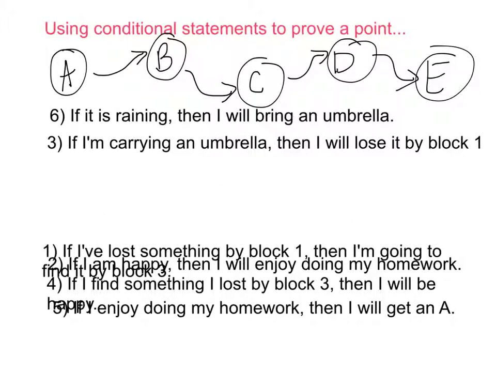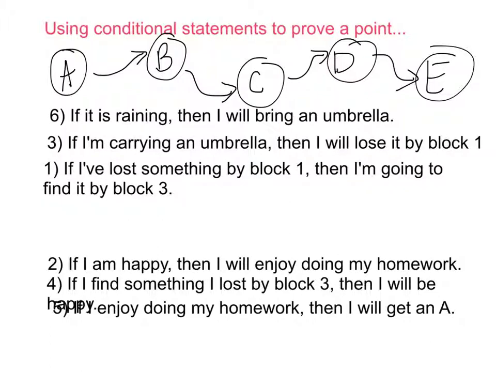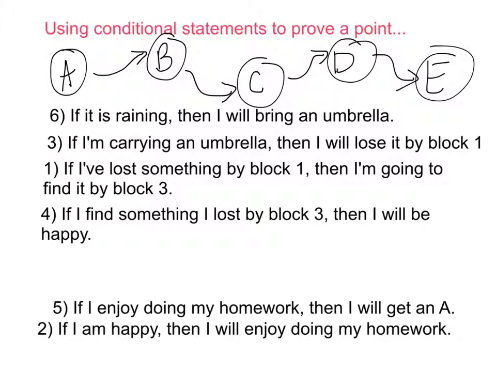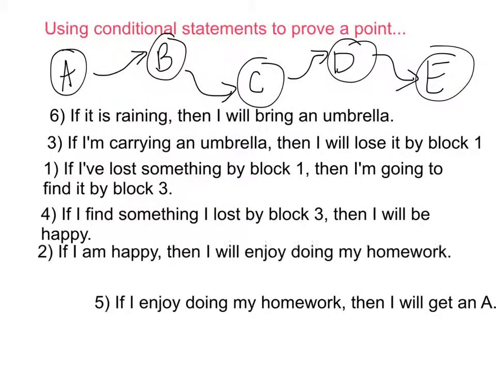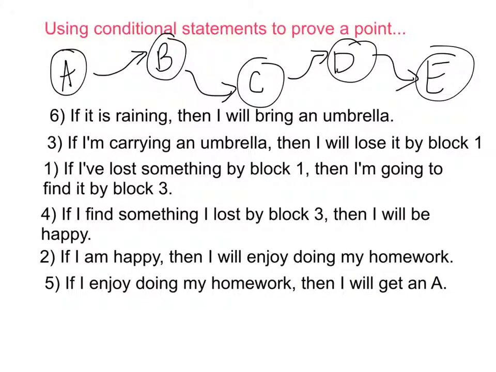Then, if I'm carrying an umbrella, then I will lose it by block 1. If I've lost something by block 1, then I'm going to find it by block 3. If I find something lost by block 3, then I will be happy. If I'm happy, then I will enjoy doing my homework. If I enjoy doing my homework, then I will get an A. As you can see, all of these statements fit together like a puzzle.